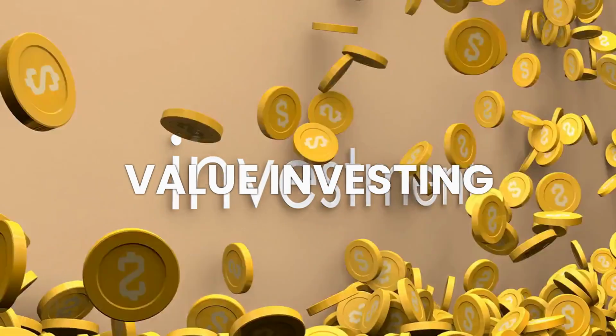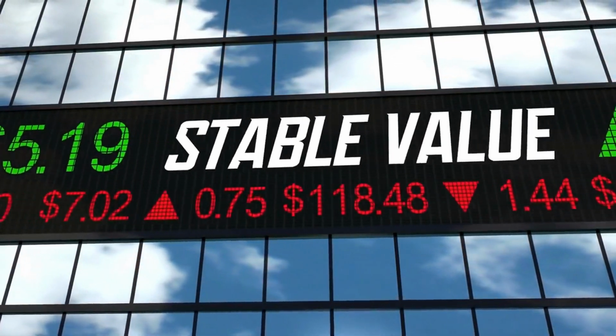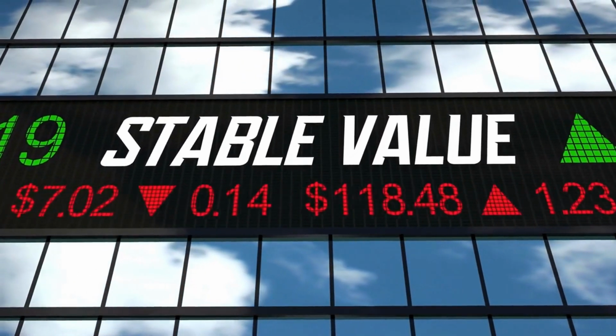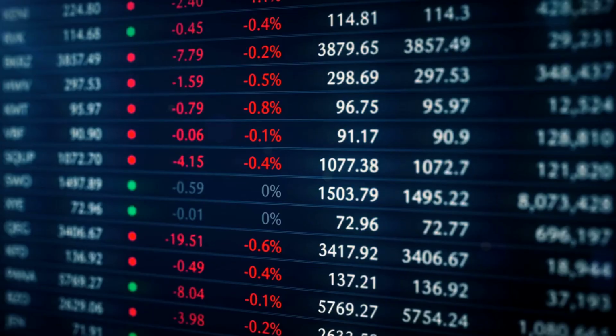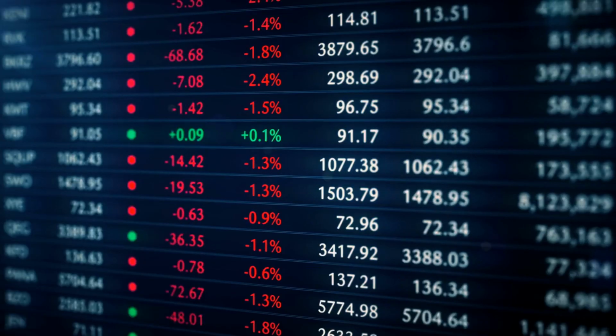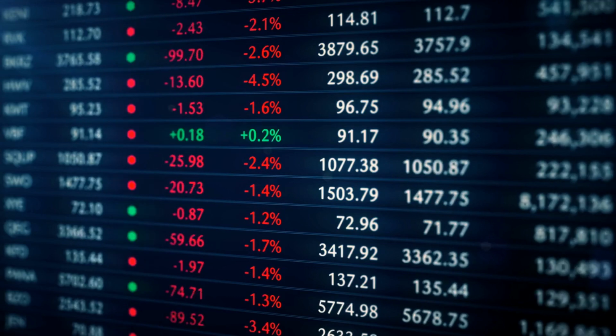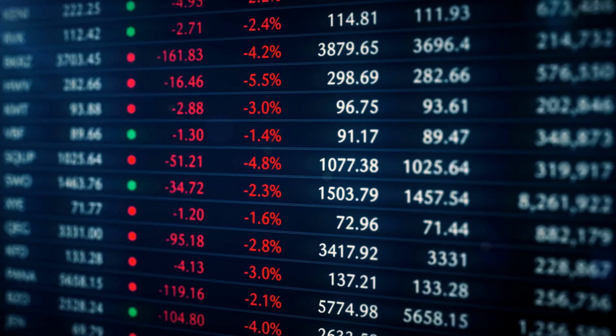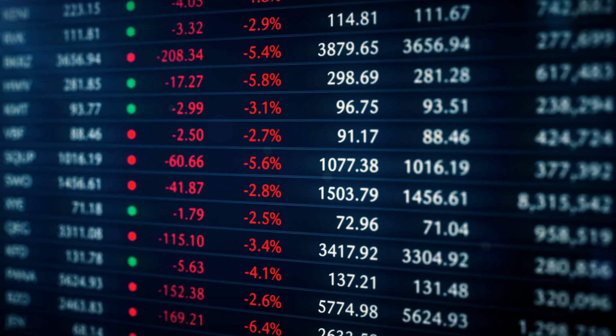Value investing. This technique basically involves identifying undervalued companies and buying their stocks in the hope that their price will eventually increase. With this technique, investors look for companies that are trading at a discounted price relative to their intrinsic value, which is determined by analyzing the company's financials, management, and competitive advantage.